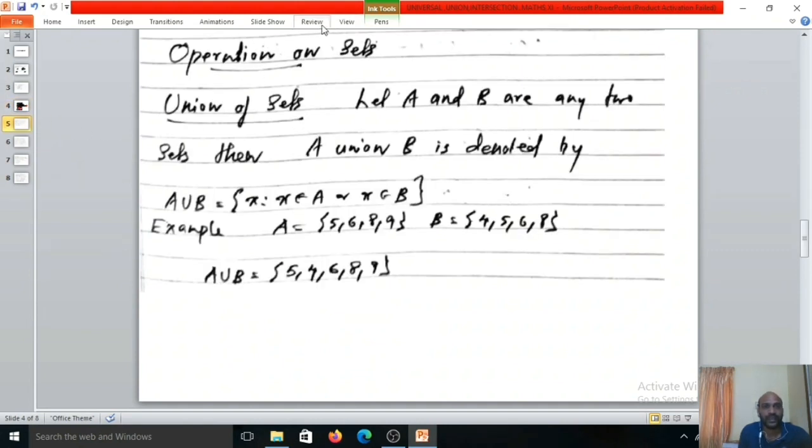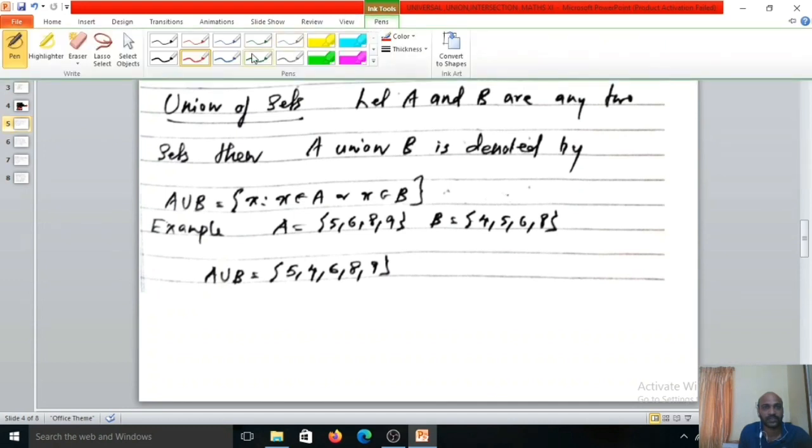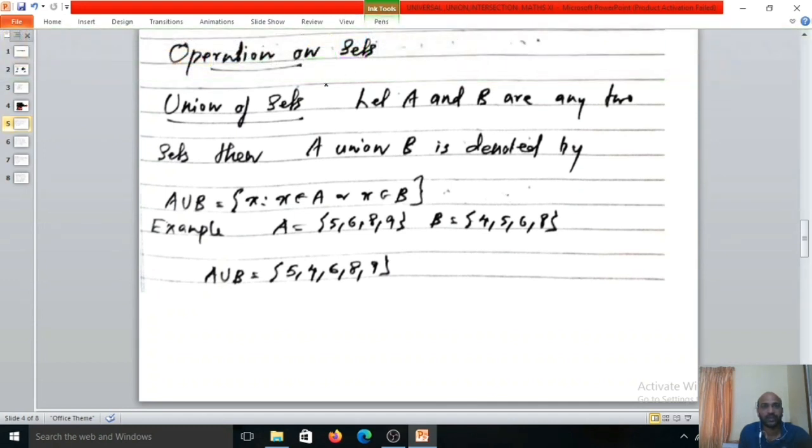Now next topic, operation on sets. So first main operation is union of sets. Let A and B be any two sets, then A union B is denoted by A∪B. That is the set of all x such that x belongs to A or x belongs to B. That means it can be an element of A or an element of B. That means you have to write all elements of A and B, but one number you have to write only once.